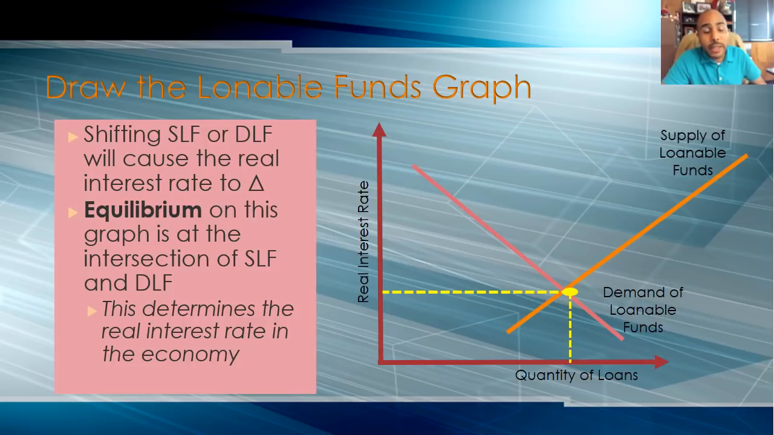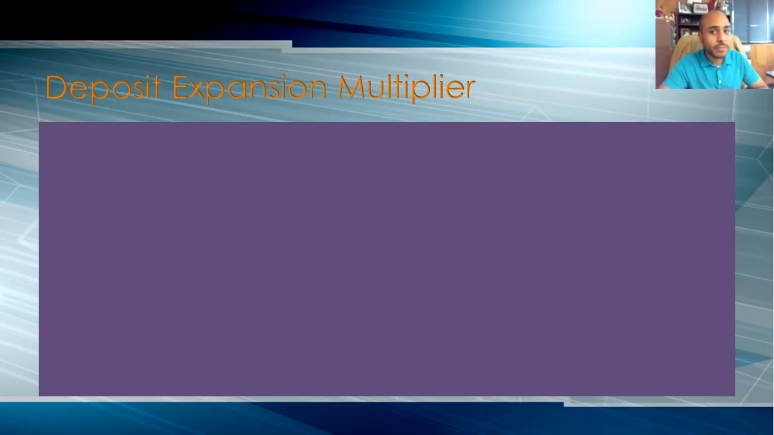That would be a really great circumstance for borrowers. However, if the supply of loanable funds were to decrease, we would see that the real interest rate would rise and the quantity of loans would also decrease. So make sure that you know how shifting around the supply or demand of loans would cause a change to the real interest rate and the quantity of money that's being loaned out.